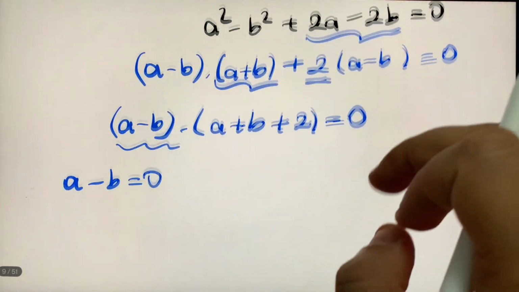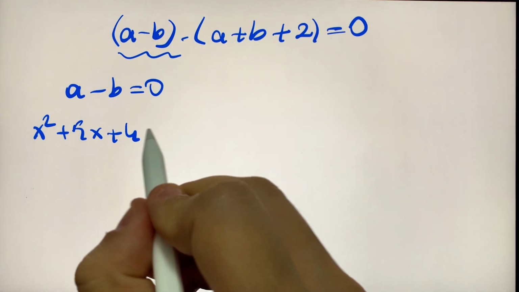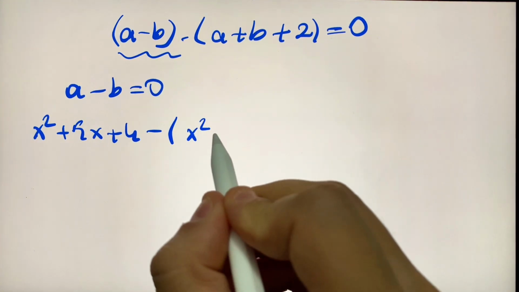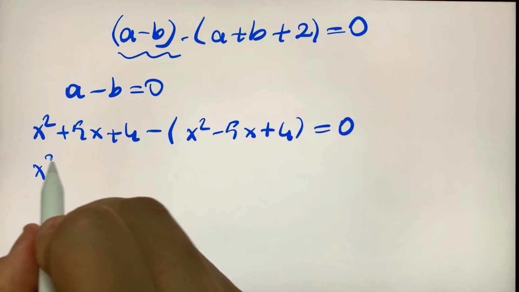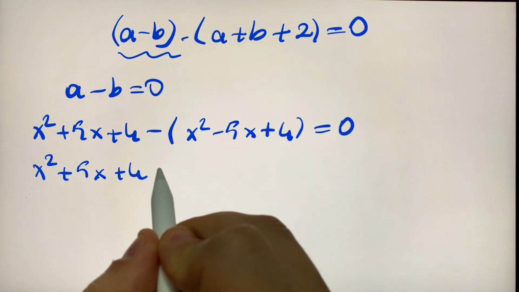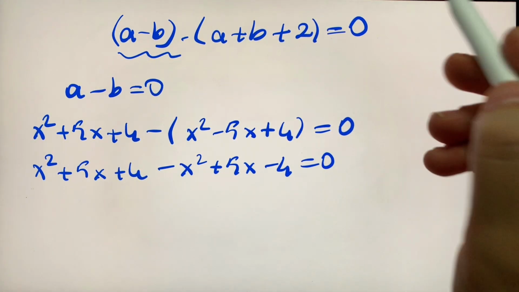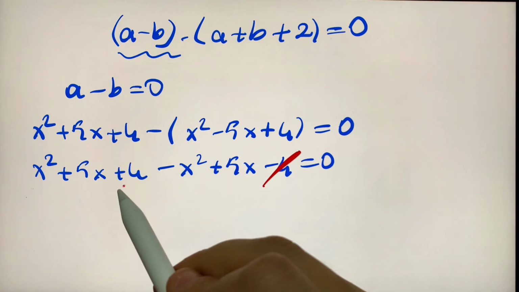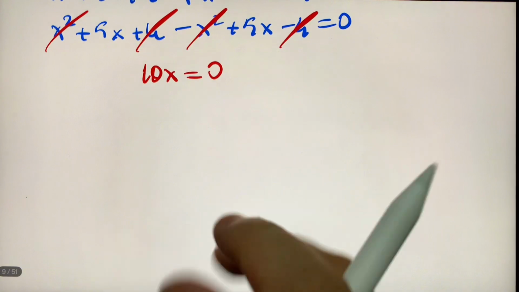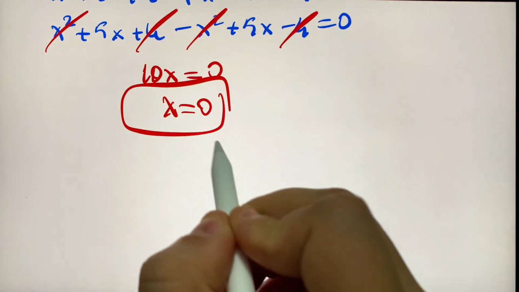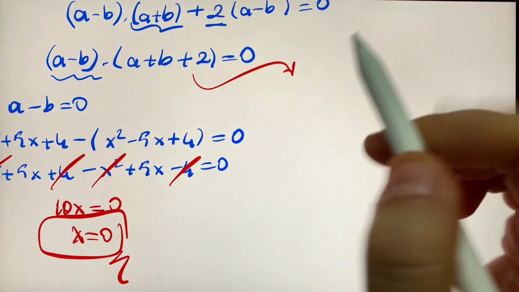Let's write x squared plus 5x plus 4 minus, for b, x squared minus 5x plus 4, is equal to 0. I immediately distribute the minus: x squared plus 5x plus 4 minus x squared plus 5x minus 4 is equal to 0. If you pay attention, the 4s cancel each other, the x squares cancel each other. What's left? 10x is equal to 0. So x will be 0.